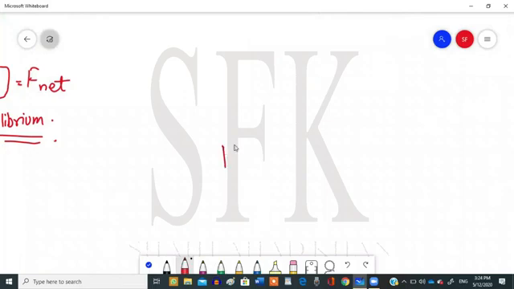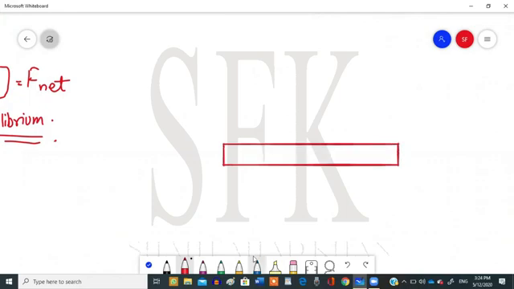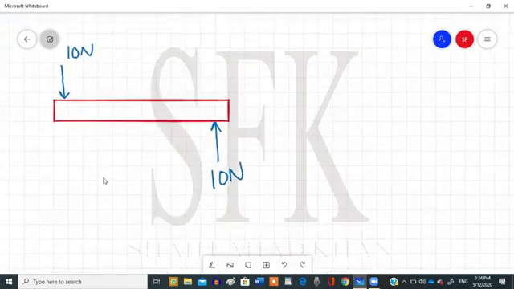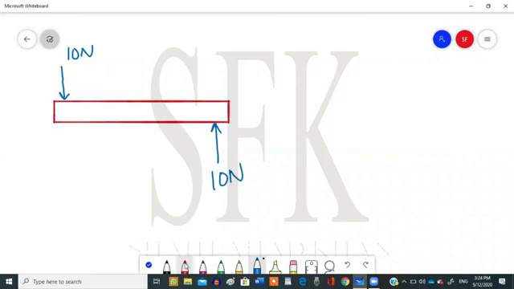For example, if I have a plank over here, and a force acts right over here at 10 newtons downwards, and a 10 Newton force acts upwards. Now guys, is this plank in equilibrium? Apply both the conditions that you've just seen.